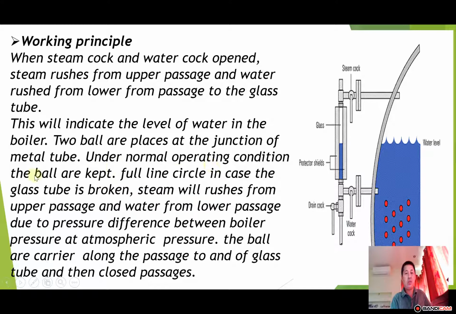Under normal operating conditions, the balls are kept in their circles. In case the glass tube is broken, the steam will rush from the upper passage and water from the lower passage due to the pressure difference between the boiler pressure and the atmospheric pressure. The balls are carried along the passage to the end of the glass tube and then close the passage. So the purpose of the ball is to close the passage here for the water and here for the steam in case of breakage of the glass or the boiler gauge glass.